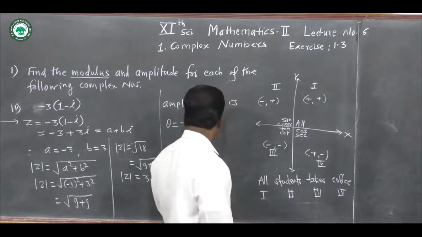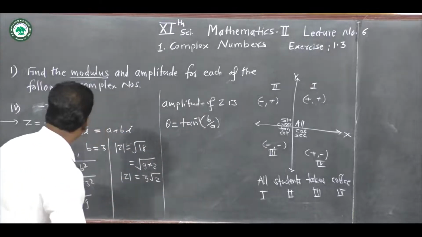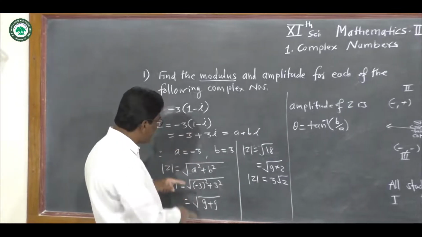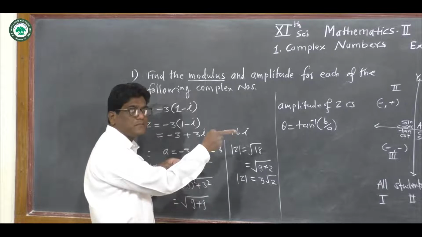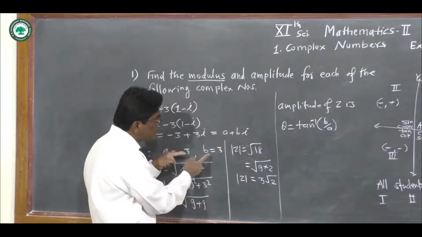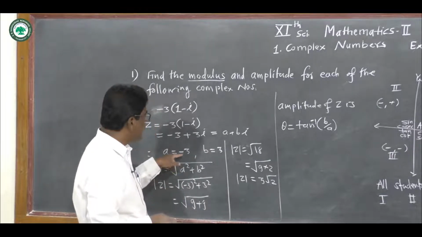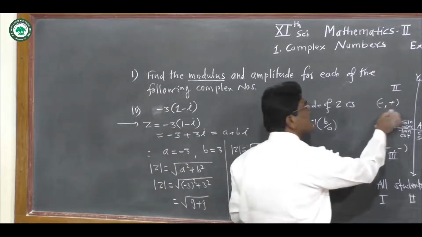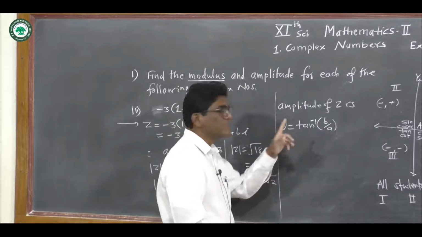Now what is it for this problem? Here z is equal to a plus bi, represented by the point (-3, 3) in the plane. In which quadrant does it lie? The x coordinate is minus, the y coordinate is plus, so it lies in the second quadrant. So theta should be in the second quadrant.